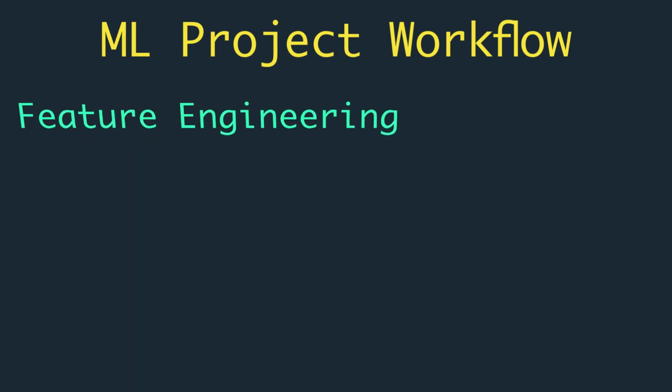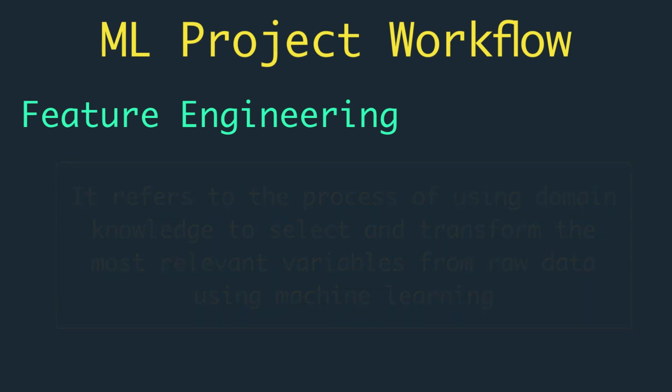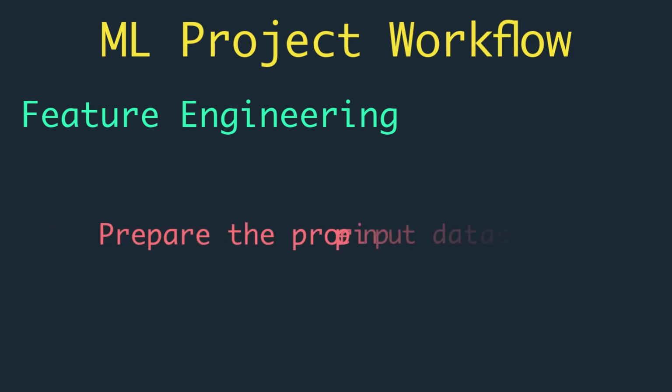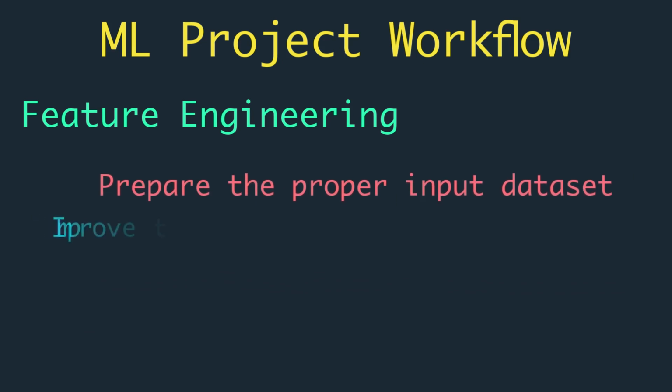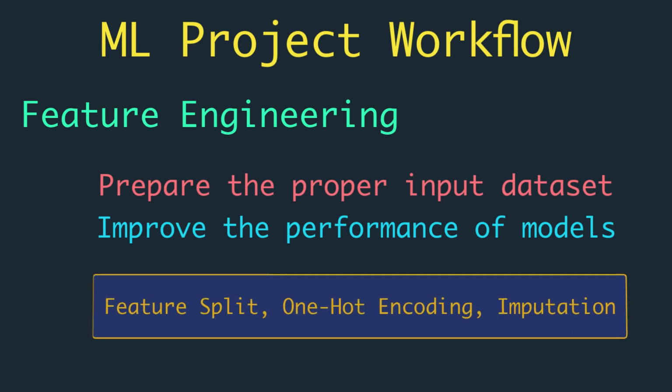The third important step for data preparation is feature engineering. Feature engineering refers to the process of using domain knowledge to select and transform the most relevant variables from raw data when creating a predictive model using machine learning. There are two main goals of feature engineering. The first one is preparing the proper input dataset, compatible with the machine learning algorithm requirements. And secondly, improving the performance of machine learning models. There are several techniques we can utilize to perform feature engineering, for example, feature split, one-hot encoding, imputation, etc.